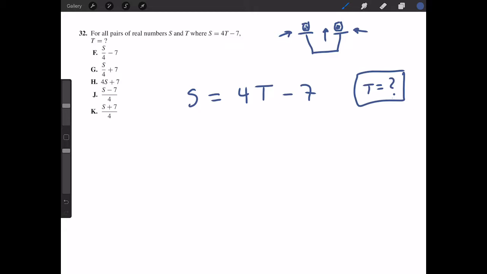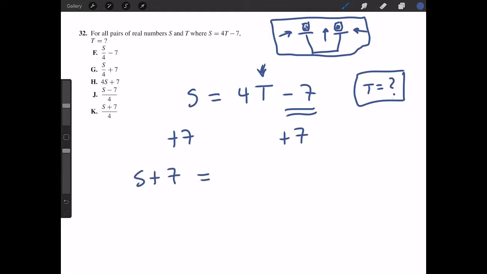All right, so looking at this simple equation here, we're trying to solve for t. So we first have to get rid of this subtracting 7. To get rid of that, we would add 7 to both sides of the equation, again with the idea of a scale balance. So adding 7 to both sides leads to, on the left side, s plus 7. And then on the right side, 4t minus 7 plus 7, this is 0. So you end up with 4t plus 0, which is simply 4t.